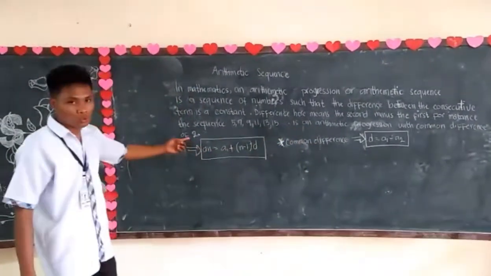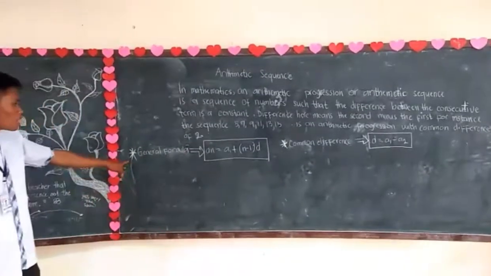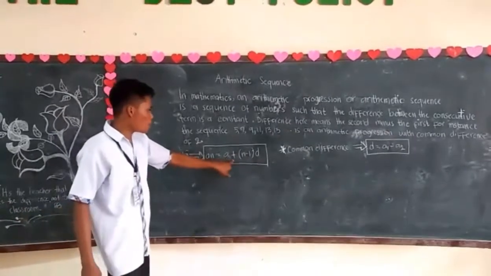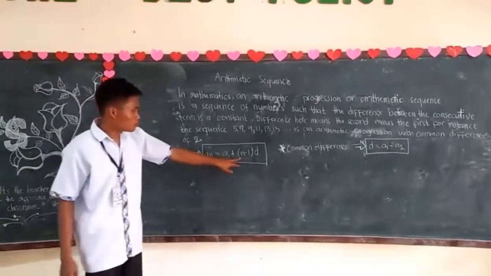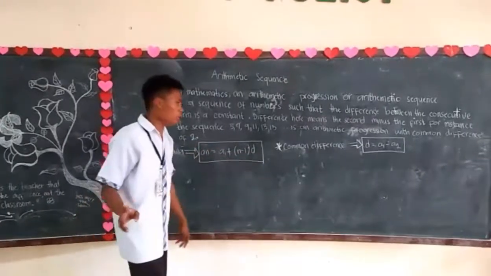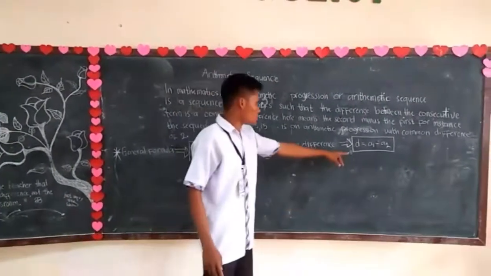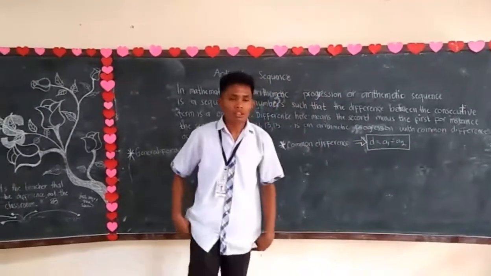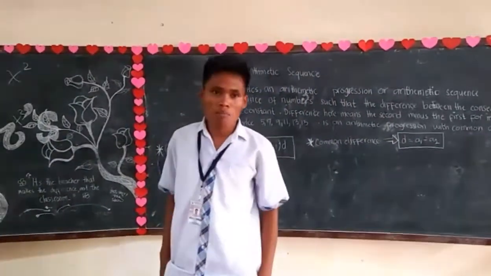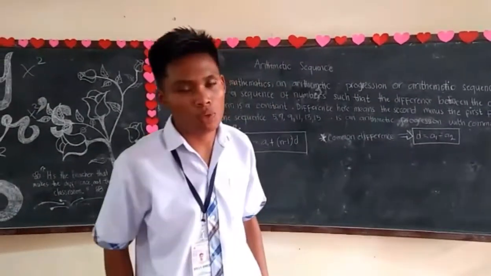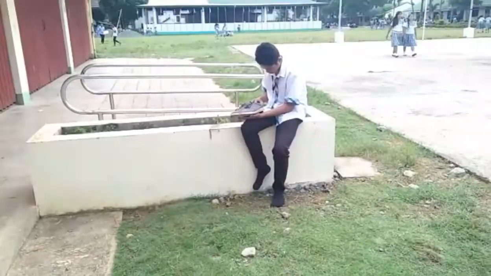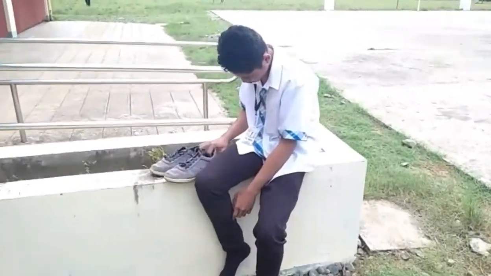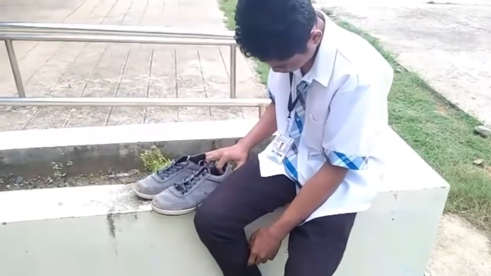The general formula for an arithmetic sequence is a sub n equals a sub 1 plus quantity n minus 1 times d. For the common difference, the formula is d equals a sub 2 minus a sub 1. So let's witness how Jason solves this problem using arithmetic sequence. He is Jason. He had a dream to have a new pair of shoes.